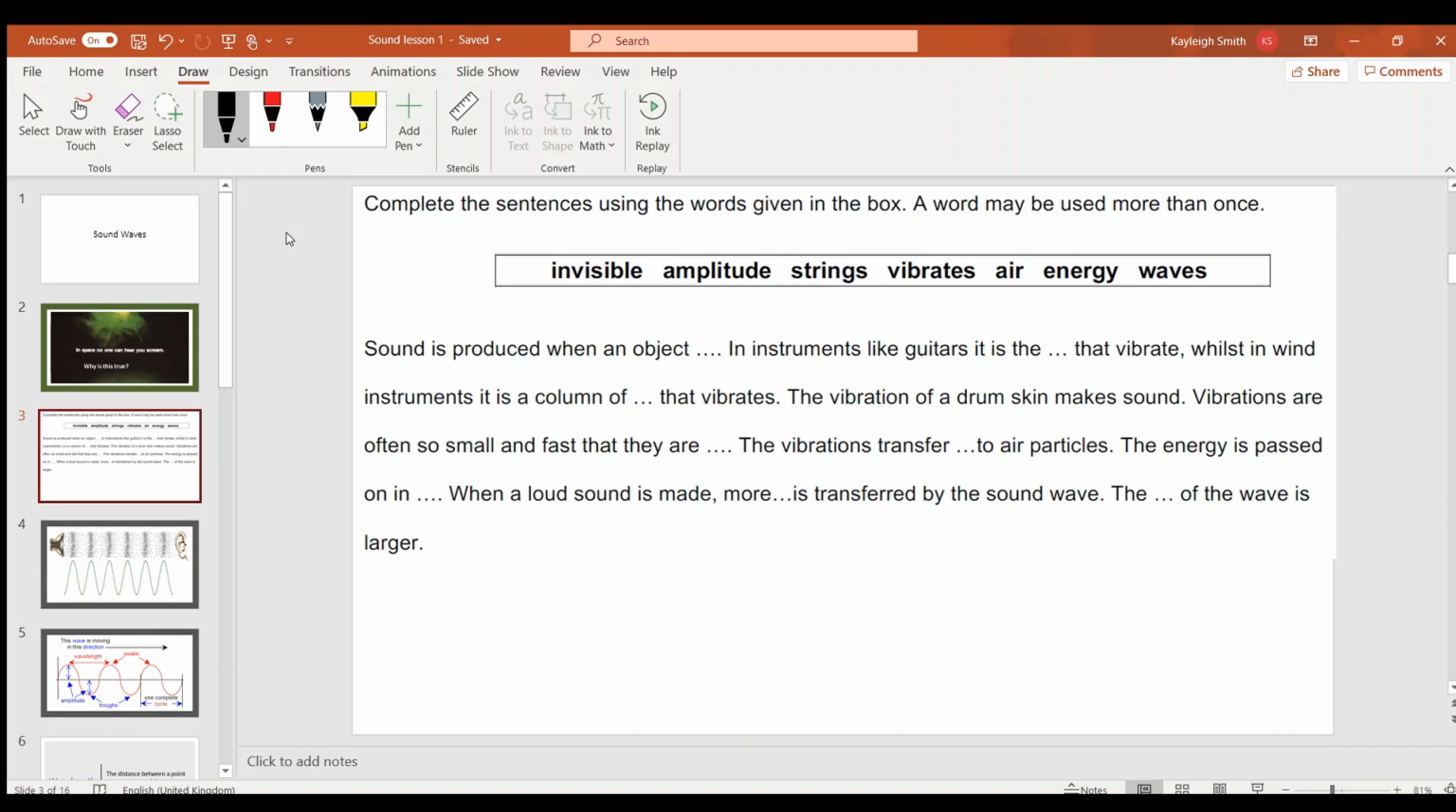I want you to copy this down and think about the words that go into each of the blank spaces. So take a chance now to pause this video and fill in the blank spaces.